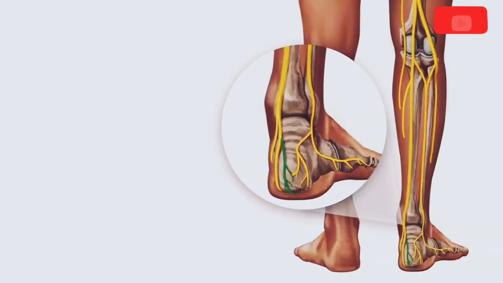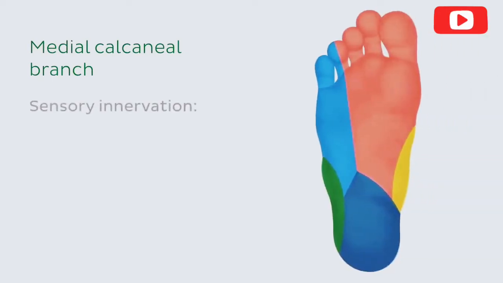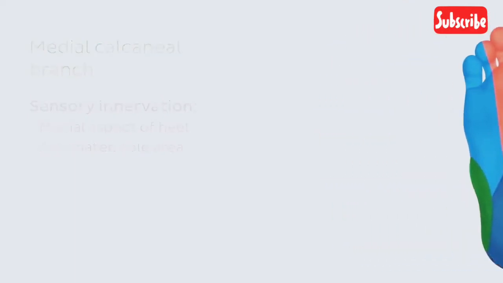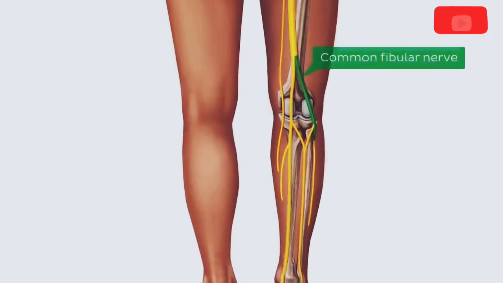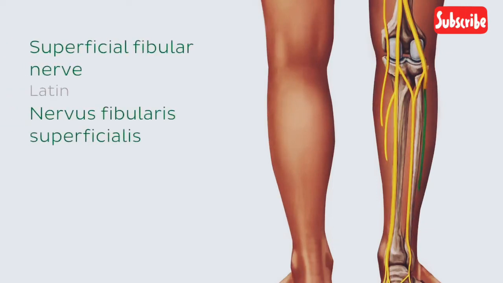The last branch of the tibial nerve we're going to talk about is the medial calcaneal branch. This branch provides sensory innervation to the medial aspect of the heel and associated sole area. Now it's time to find out what happens to the common fibular nerve. The common fibular nerve divides into two terminal branches. We can see the first one in our illustration, which is the superficial fibular nerve.